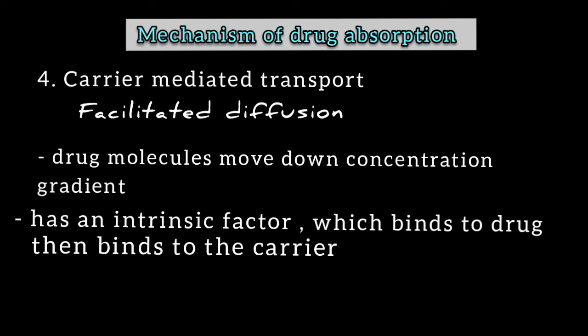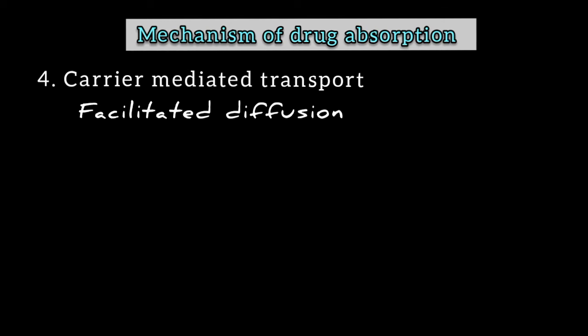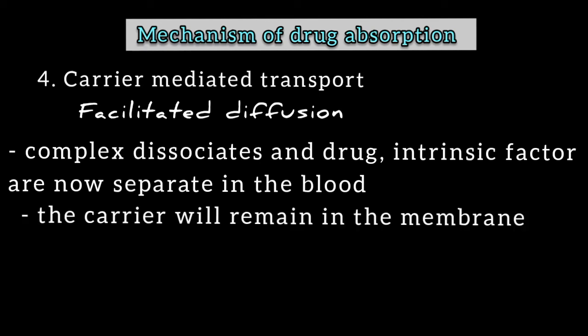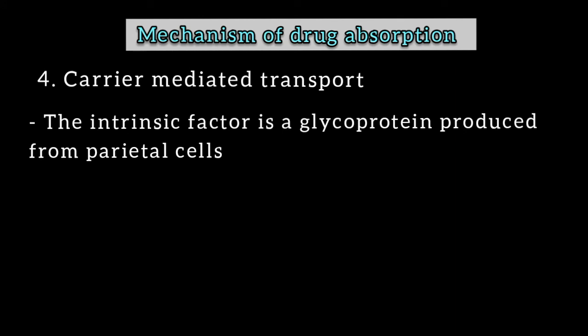When the complex of the drug molecule, intrinsic factor, and the carrier gets to the other side, which is in the blood, the complex now dissociates, and they'll be left with the drug and the intrinsic factor separately. They're not bound to each other, and then the carrier will remain in the membrane, and it will go back to the lumen and start the whole process again. It will bind to an intrinsic factor, and to that intrinsic factor they would have already been bound to a drug molecule. The intrinsic factor is a glycoprotein that is produced by the gastric parietal cells.